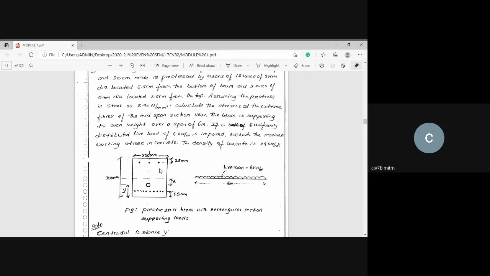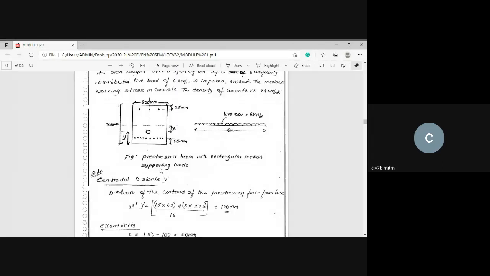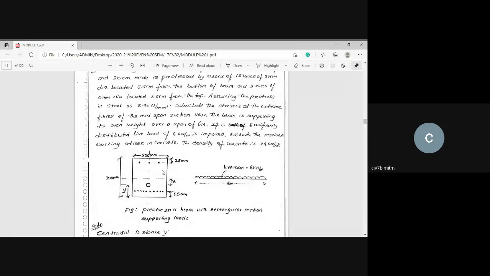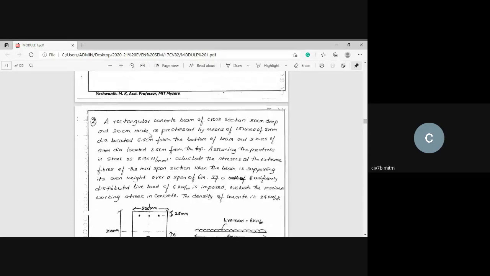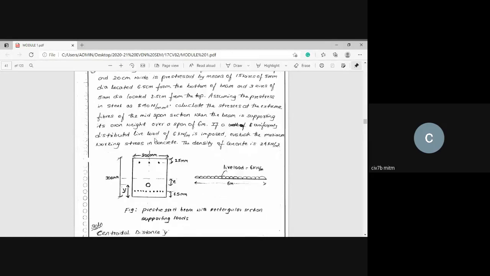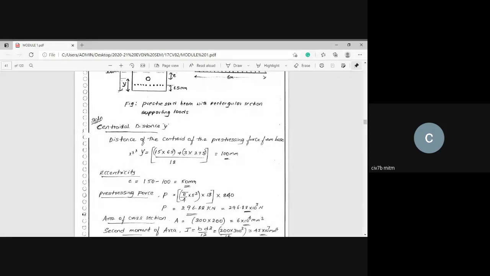So with this background, let us calculate. Please note down, I need to calculate the stresses for this PSC section at midspan, and this is a purely rectangular section. Please note down, it is a rectangular section. Okay, so now let me go ahead.